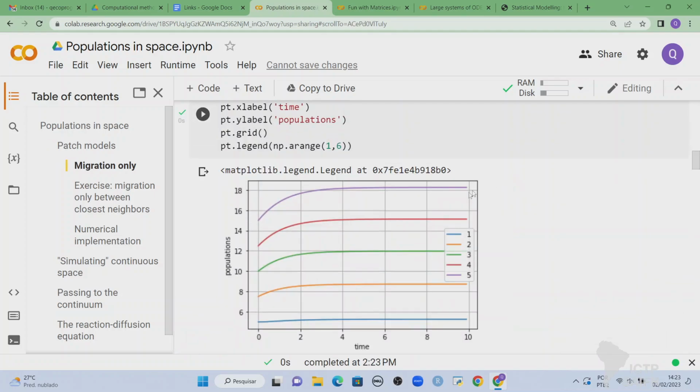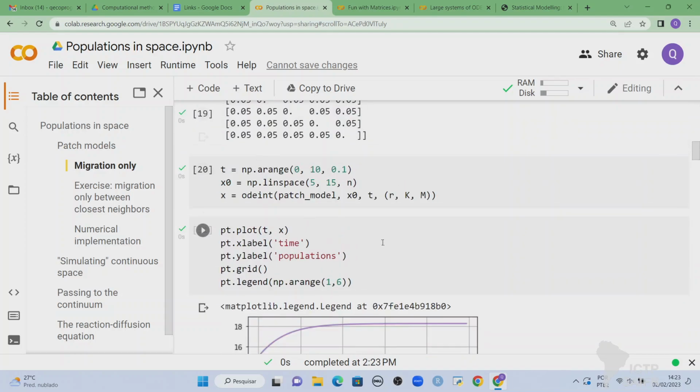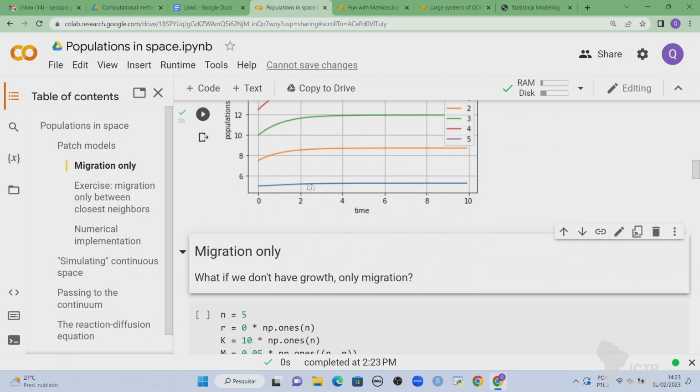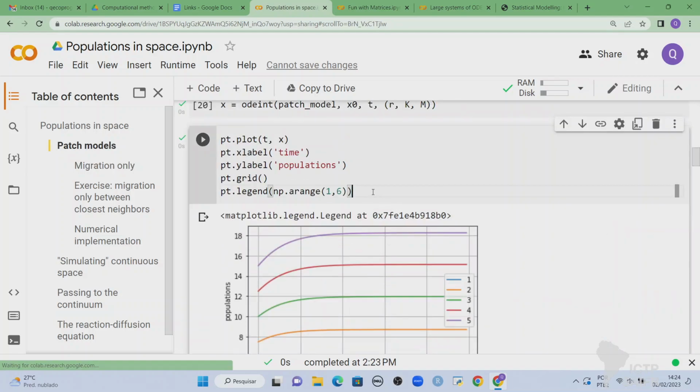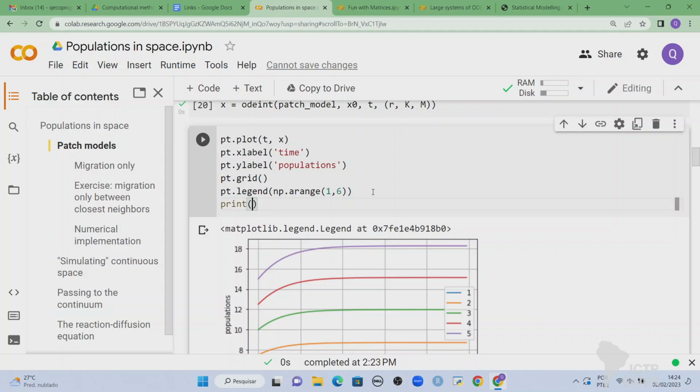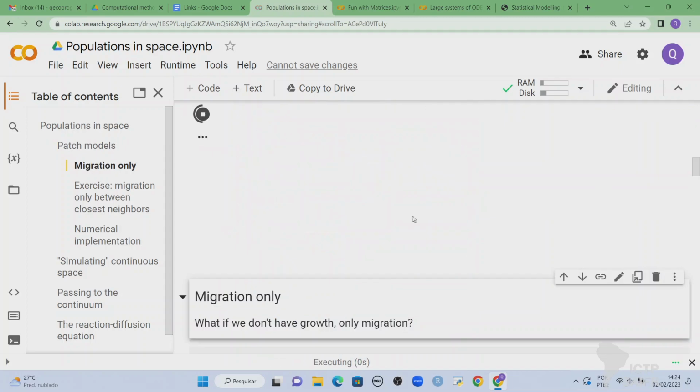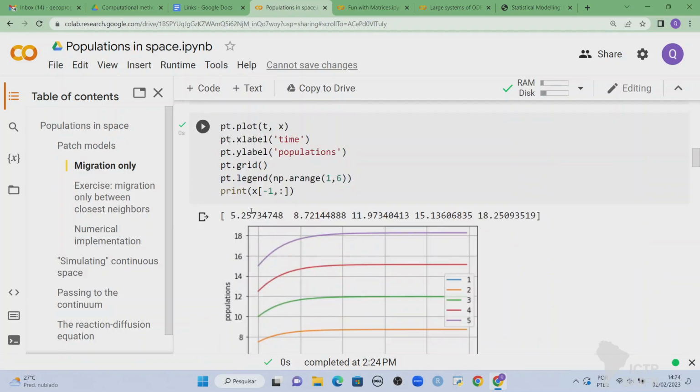You see that they are still going to almost the same, but now the top one is not going to 20, it's going to be below 20. And the lowest one that was 4 is now closer to 5 here, right? So let me print the final element here. So yeah, something like this. They're not going to their carrying capacities anymore, you see?